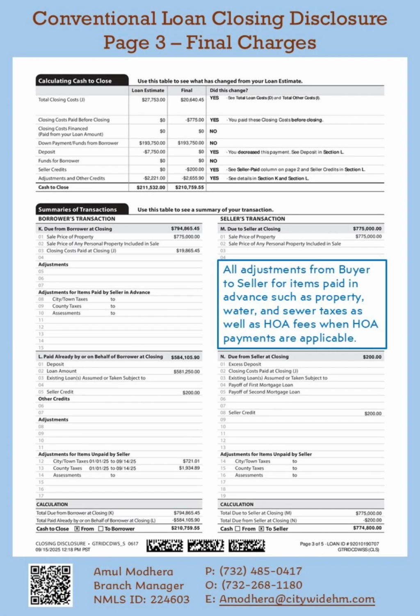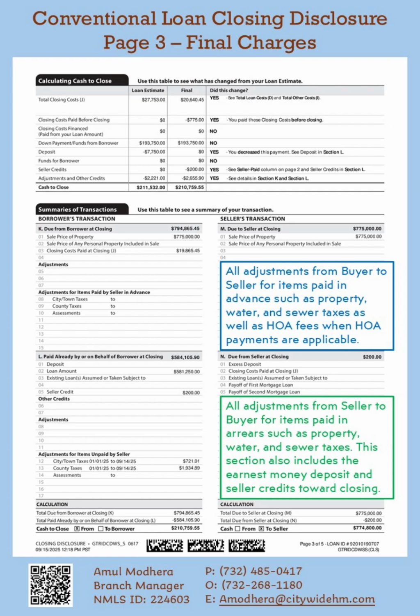When turning to page 3, Section K will list any payments due back to the seller for items paid in advance, such as property, water and sewer taxes, and HOA fees, when applicable. Section L will list the final adjustments on all charges balancing the purchase price, earnest money deposit, loan amount, and any applicable seller credits. Section L will also list the final adjustments for payment owed back to the buyer from the seller for items paid in arrears such as property taxes, water and sewer taxes, and HOA fees.